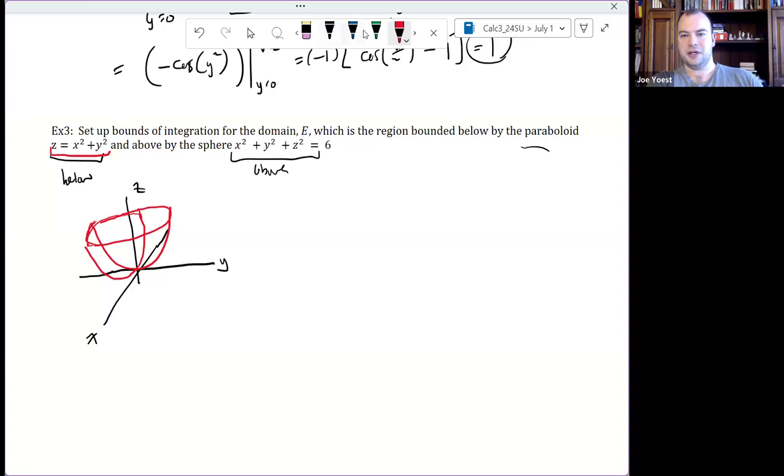And then we have a sphere. Maybe I'll draw it in green. X squared plus y squared plus z squared equals 6. Sphere centered at the origin. So of course, qualitatively speaking, this little chunk of a sphere kind of looks a bit like a paraboloid, but it's a sphere, so slightly different shape, but the look is pretty similar.